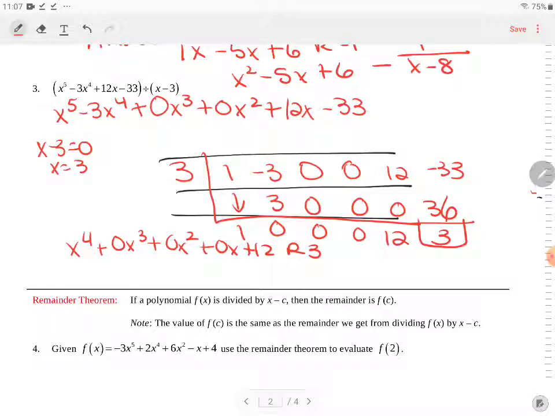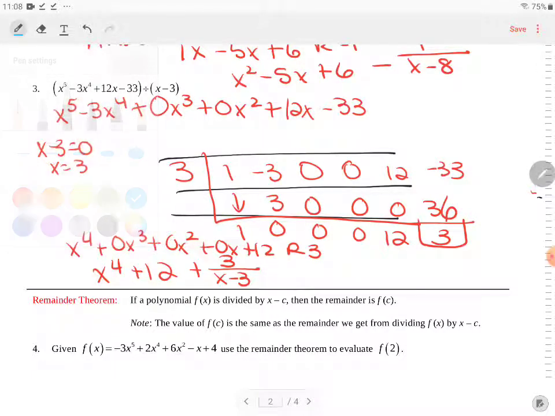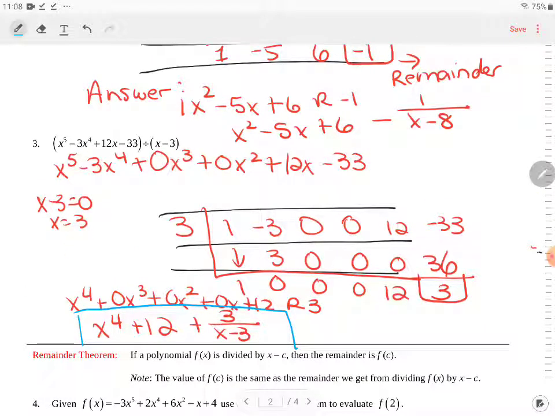To write this mathematically, our answer is going to be x to the 4th plus 12 plus 3 divided by x minus 3. So we'll go ahead and box the answers here. So this answer is this, and the previous answer was x squared minus 5x plus 6 minus 1 over x minus 8.